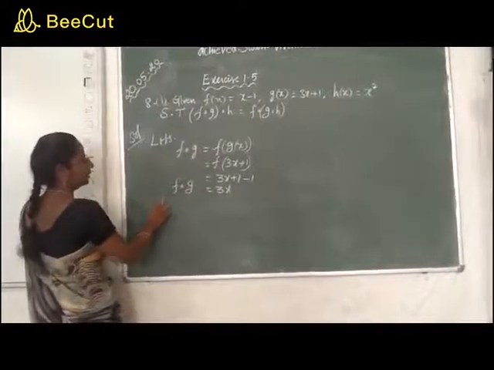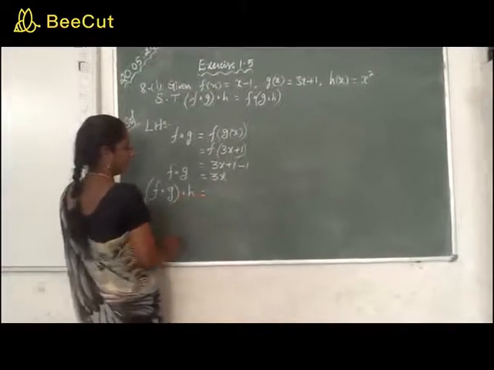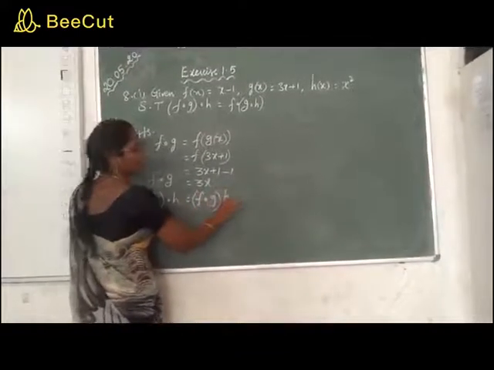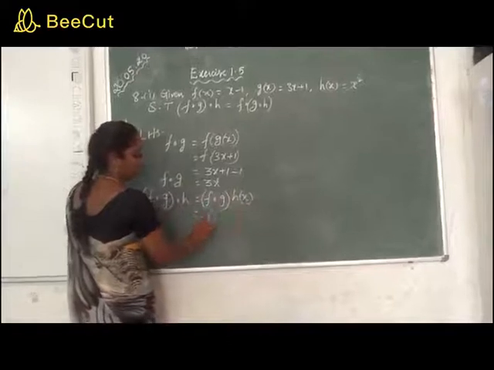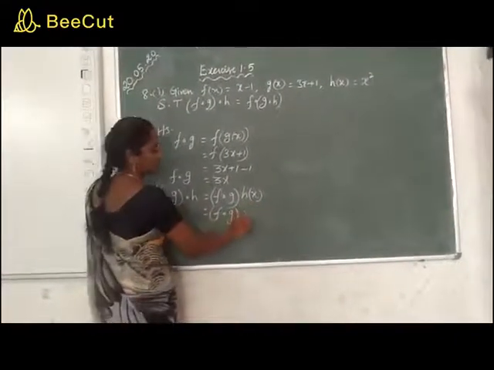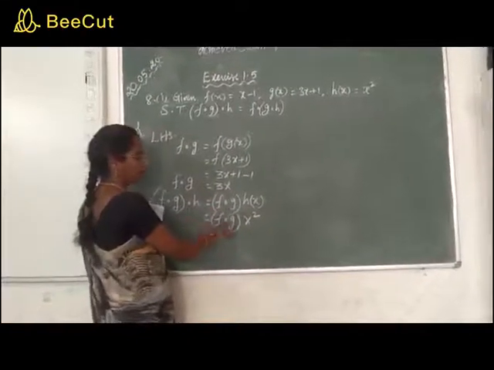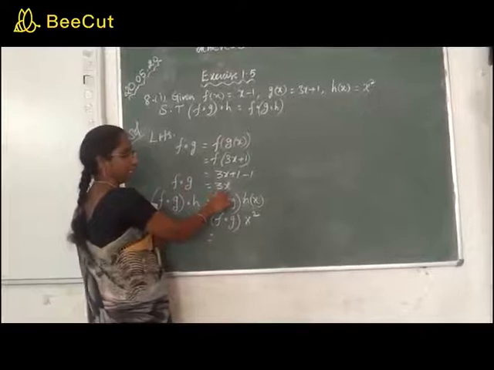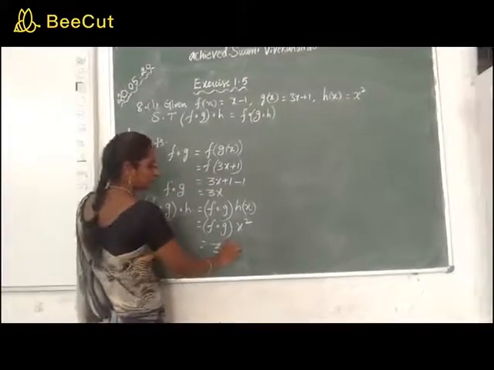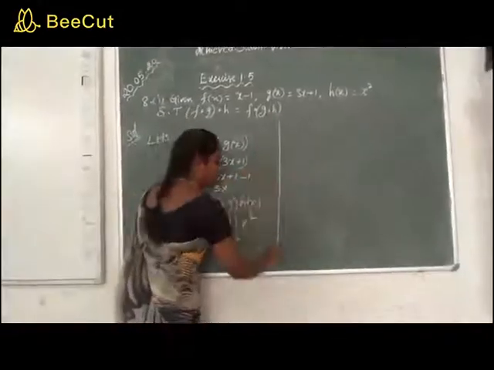Let us take the question for LHS: (f∘g)∘h. That is (f∘g)(h(x)). The h(x) value is x². Now substitute in f∘g, which is 3x. In place of x we replace x². So the answer for the LHS is 3x². Let us see the RHS.